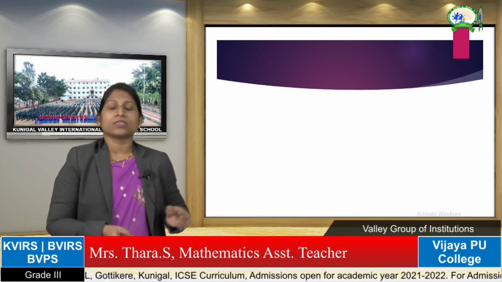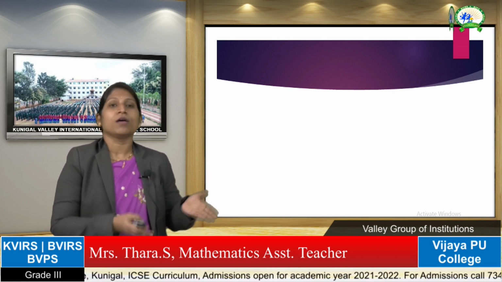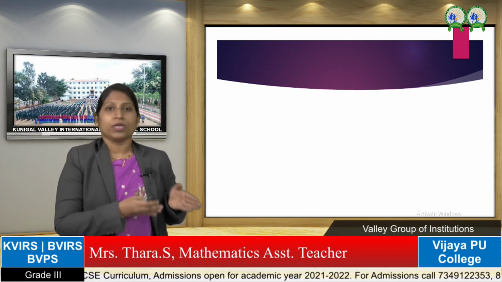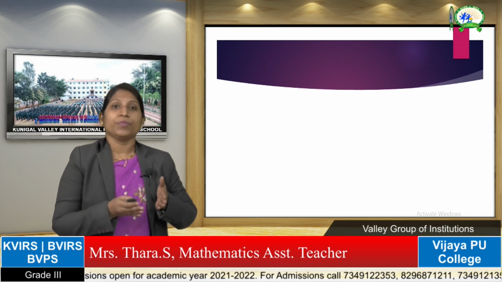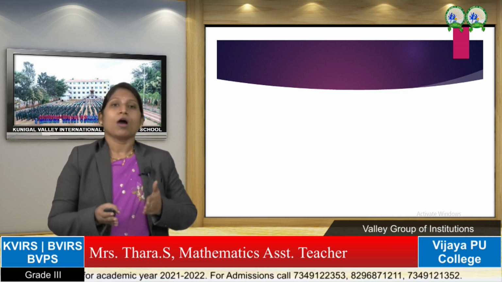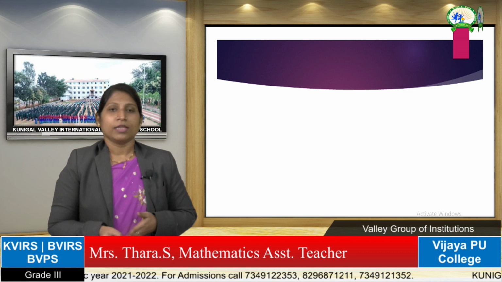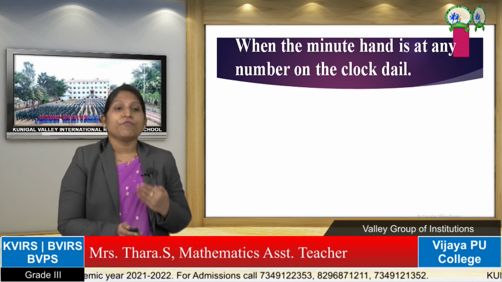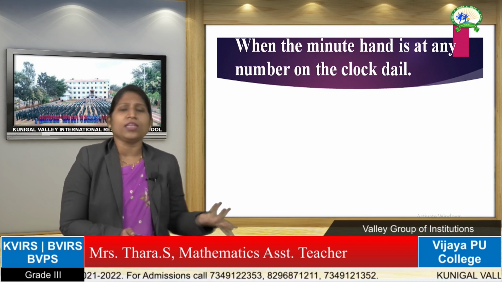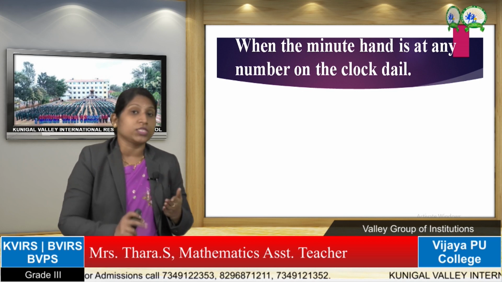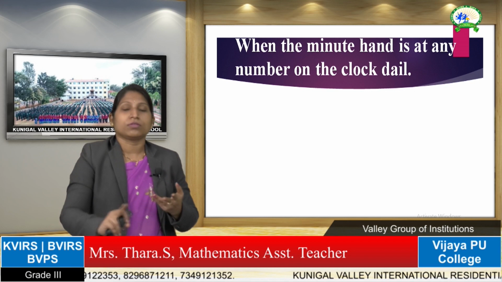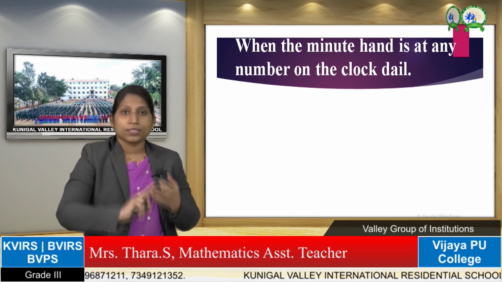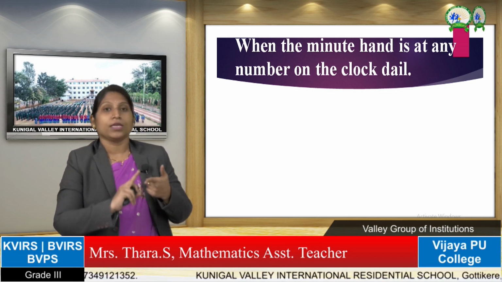So in the previous class we learnt how to read the time on a clock, isn't it? Now we continue with how to read the time if the minute hand is at any number. Let's start. We have already finished when the minute hand is at 12, at 3, at 6, and at 9.